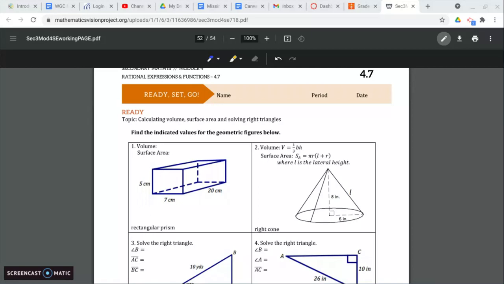We all scream for ice cream. So in this first part, we're looking at calculating volume, surface area, and solving right triangles.